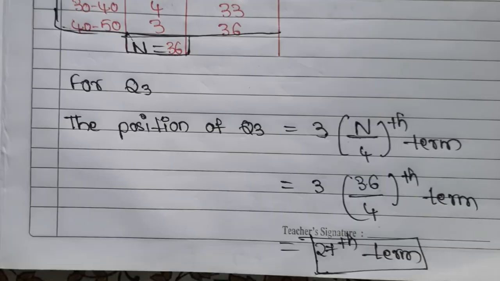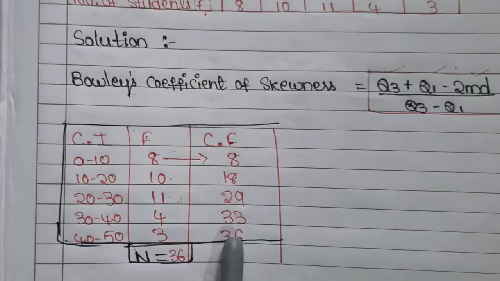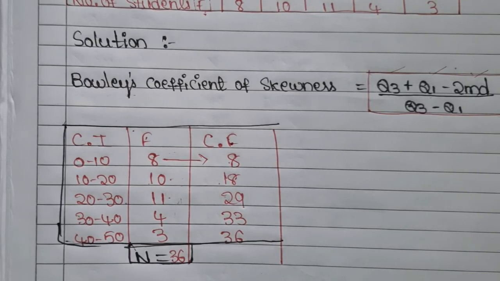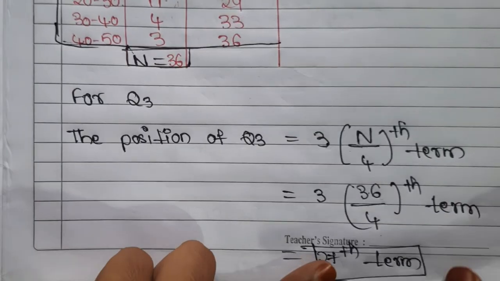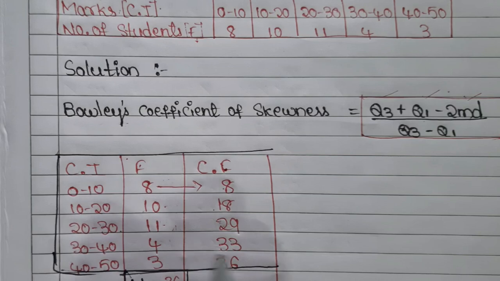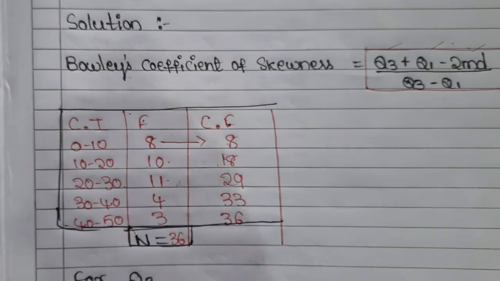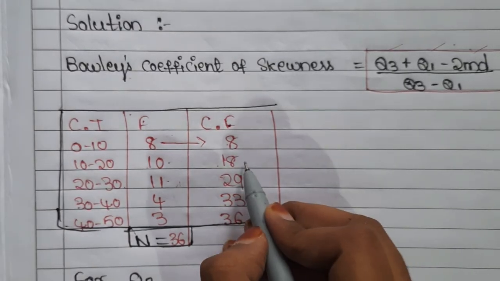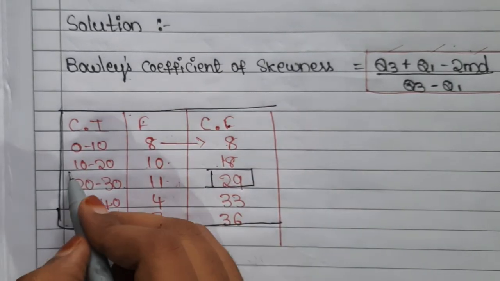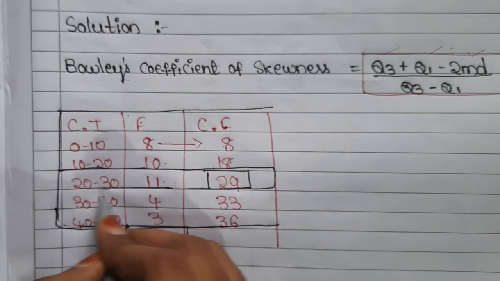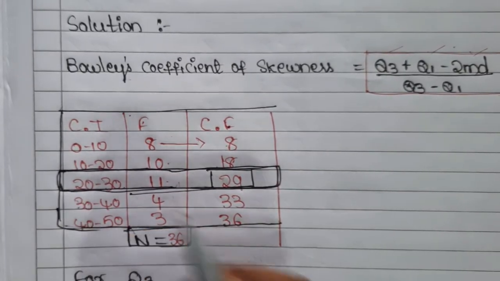So this 27th term we have to find in our cumulative frequency. If we have the 27th term here, then we will take that class. But if we don't have 27, we have to take the next highest number after 27. Do we have 27 here? No, we don't have 27 in this column. Then we see the next number after 27. 18 is less, 33 is more, but 29 is after 27. So this is our quartile class, and the class interval will be 30 to 40.